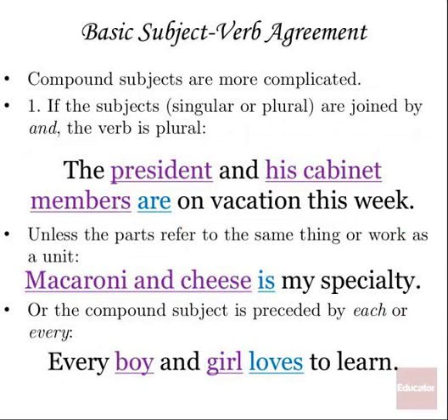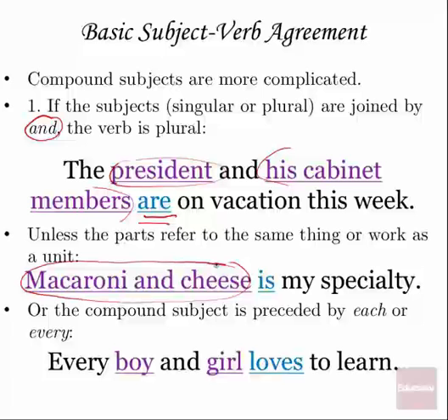Compound subjects are more complicated. First of all, if the subjects, singular or plural, are joined by the conjunction and, the verb is plural. The president and his cabinet members are, plural verb, on vacation this week. We have two different subjects joined by the conjunction and, so we use the plural verb are. Unless the parts refer to the same thing or work as a unit.